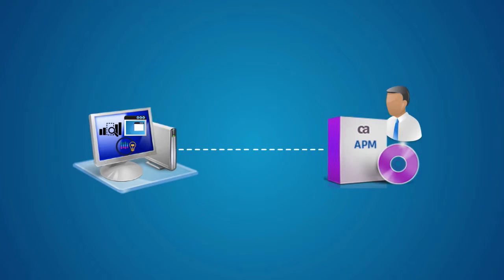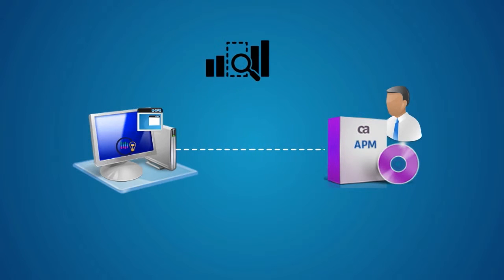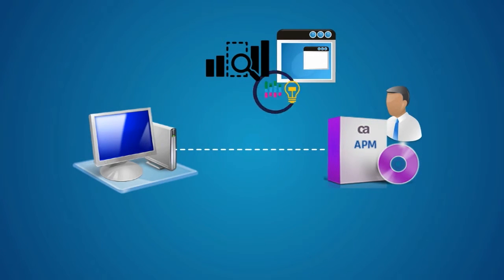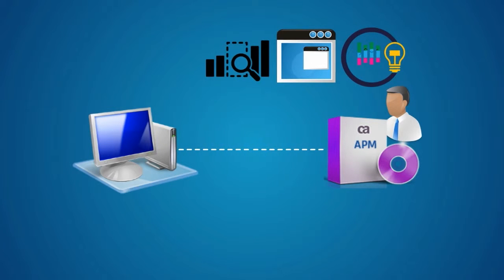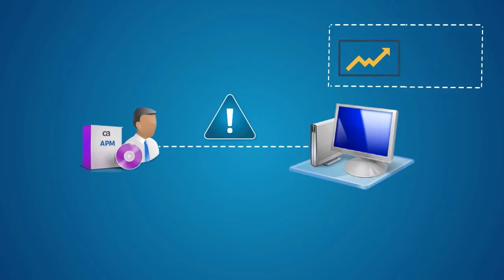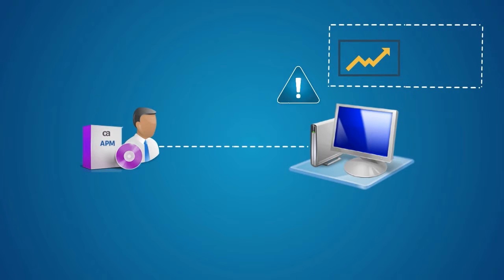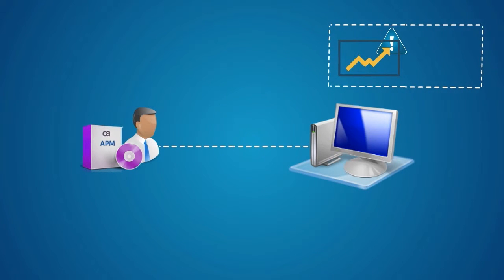The CA Introscope Workstation provides APM administrators with the CA APM Investigator, Management Module Editor, and APM Status Console for viewing application health and data. The administrator can use the CA APM Workstation to set alerts for individual metrics or logical metric groups and customize views to represent their unique environment.